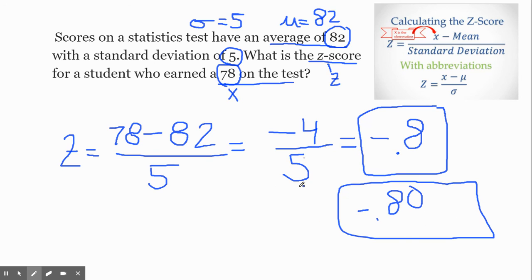You could also type in 4/5, but the directions on the Google form say to round to the nearest hundredth. So you would want to write in -0.80.